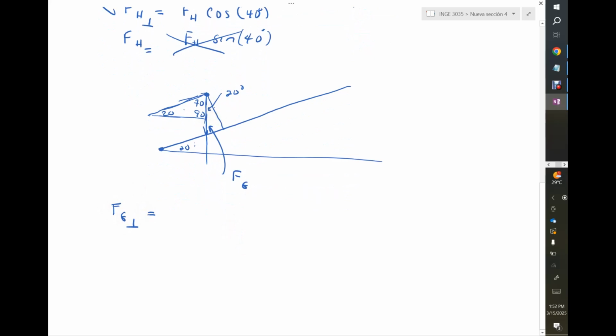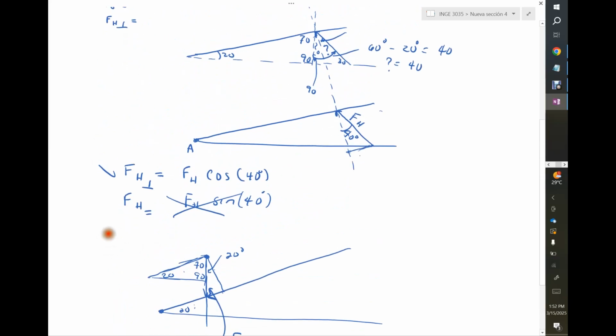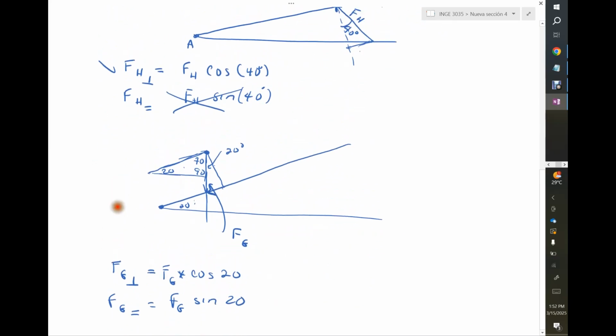So this is 20. So that would be FG times, in this case, cosine of 20. Now, the other one is important as well. So you want this component as well. So that's FG, in this case parallel to the bar. It's going to be FG times sine of 20, and that will do. So we got everything that we need. We have all the forces required.